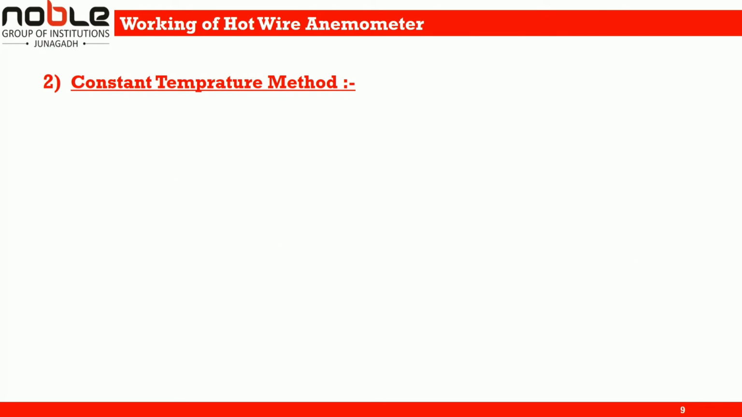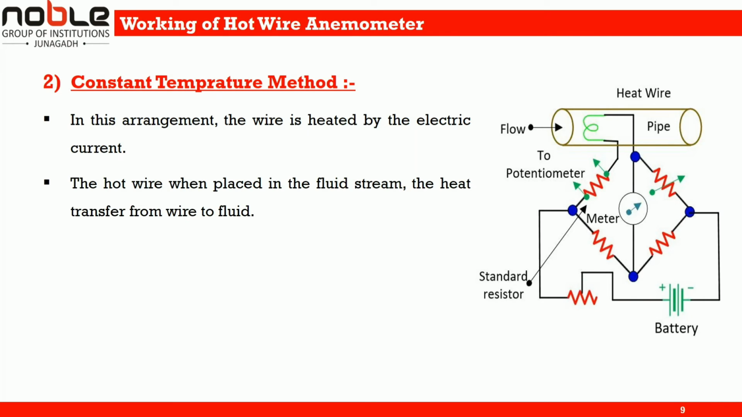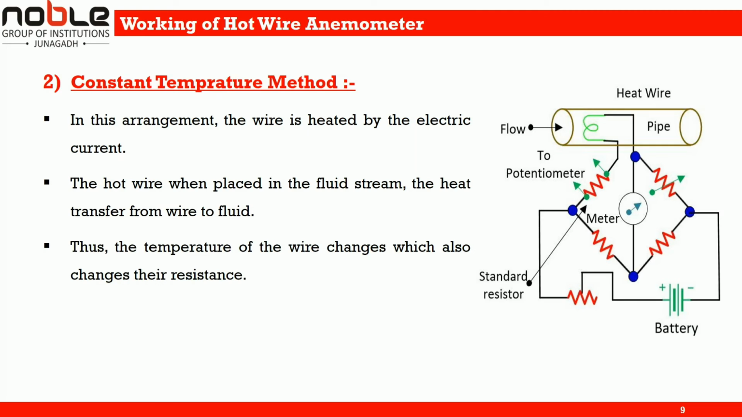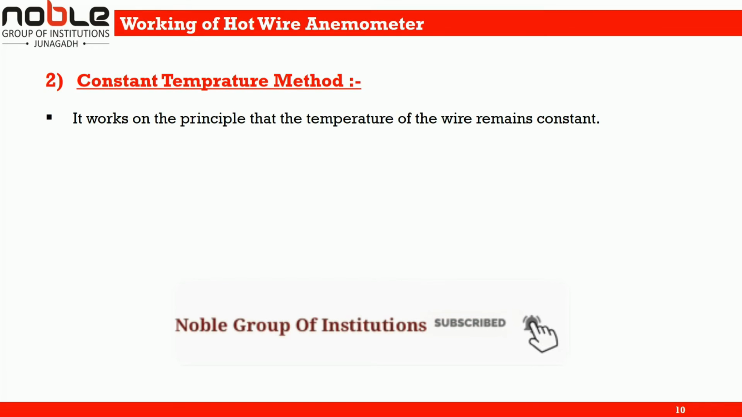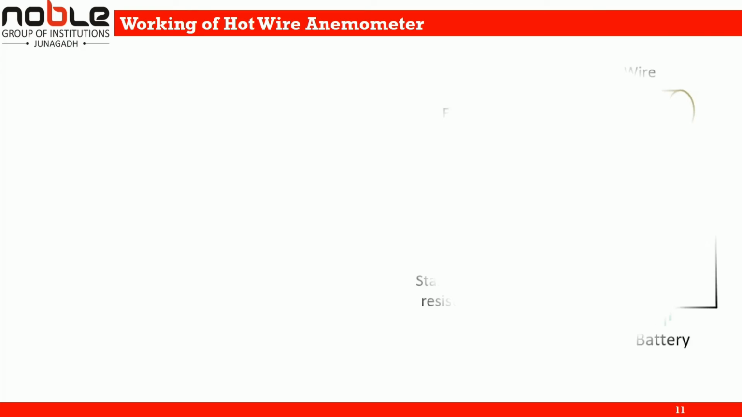Now let us see the second method, that is the constant temperature method. In this arrangement, the wire is heated by the electric current. When the hot wire is placed in the fluid stream, heat transfers from the wire to the fluid. Thus, the temperature of the wire changes, which also changes its resistance. It works on the principle that the temperature of the wire remains constant. So, the total current required to bring the wire to the initial condition, or we can say to that constant temperature, is equal to the flow rate of gas.